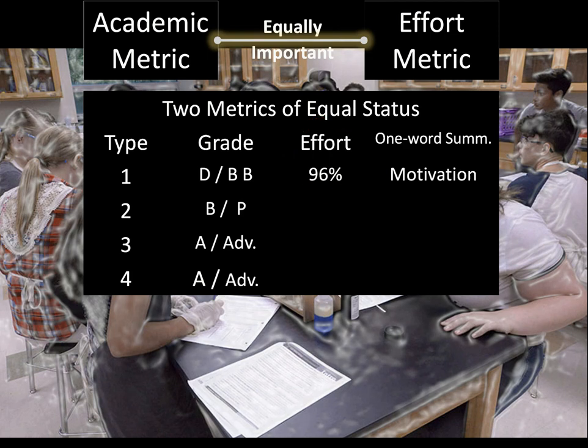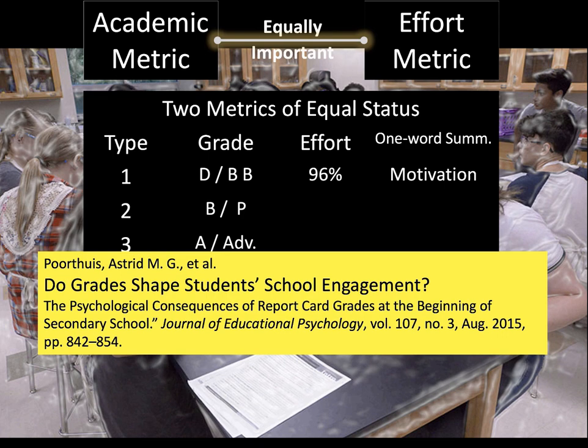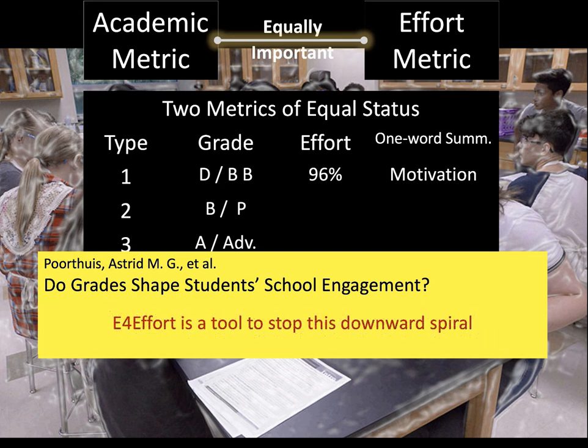The observation that grades cause students to become disengaged is discussed in this 2015 article from the Journal of Educational Psychology titled, Do Grades Shape Students' School Engagement? The authors report that low grades may set in motion a downward spiral whereby consequent declines in engagement result in even lower grades. E for effort is a tool that educators can use to stop this downward spiral.